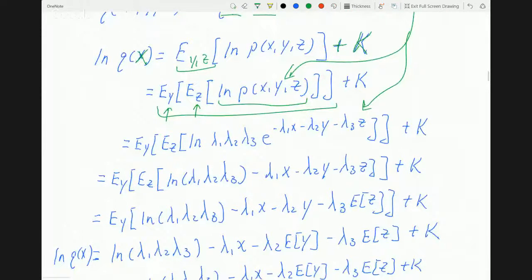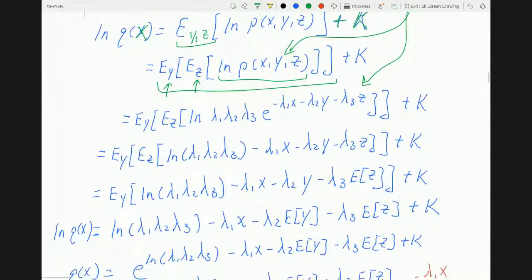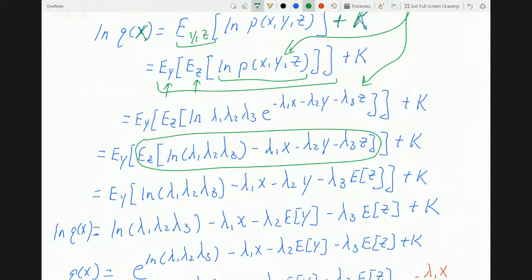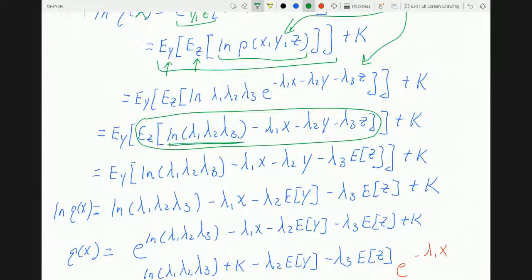Well, we don't actually have to solve the integral. Notice that we can just find the expectation of this whole thing. If you find it, well, this is a constant, so that comes out. This is a constant because we're looking at the expectation of Z, so that doesn't matter. This is also a constant. The only thing you really care about is the expectation of Z here. So this whole thing just becomes this.